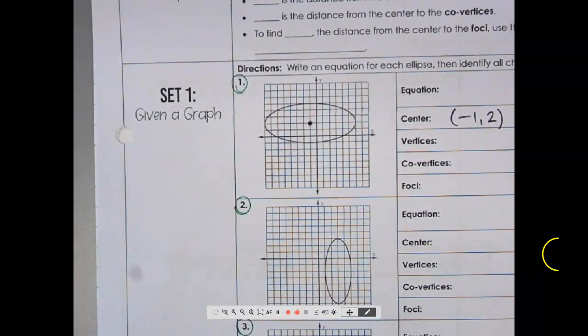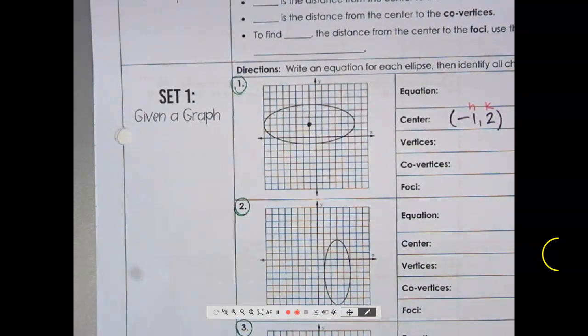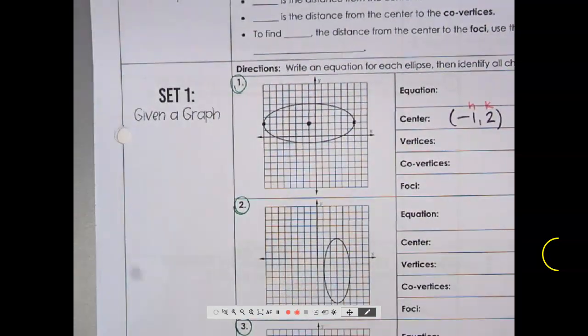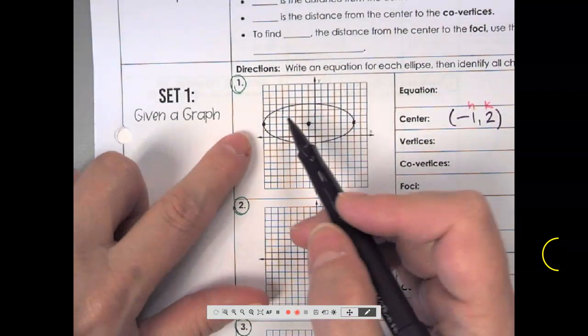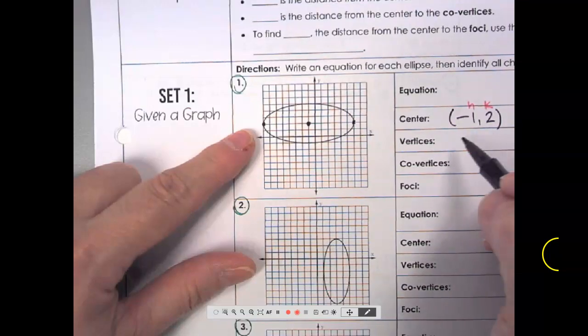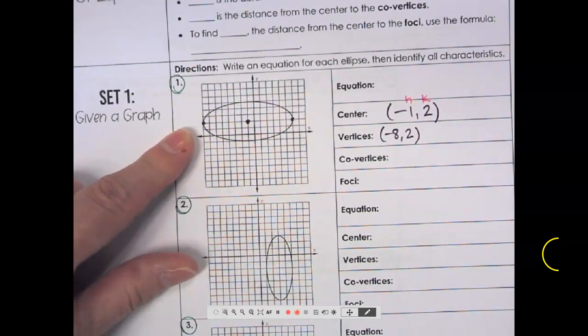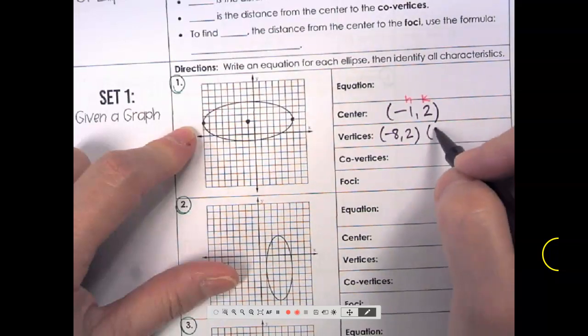Well, once you find the center, guess what? There's your h and your k. So we'll be able to sub those into the formula for the equation. All right, vertices. Vertices are those 2 of the 4 points that you connect that are farthest from the center. Well, this one on the left is 1, 2, 3, 4, 5, 6, 7, so -8, 2. And someone asked earlier, does it matter which one you list first? Absolutely not. 1, 2, 3, 4, 5, 6, 2 is the other one.